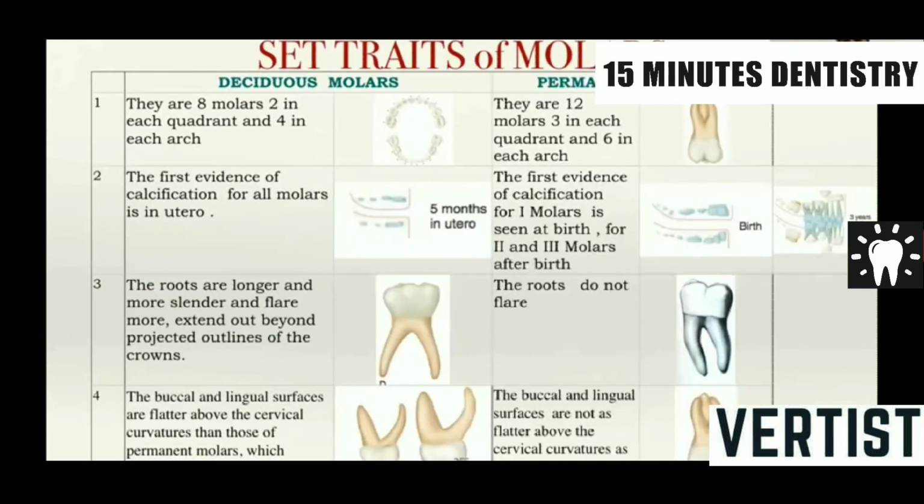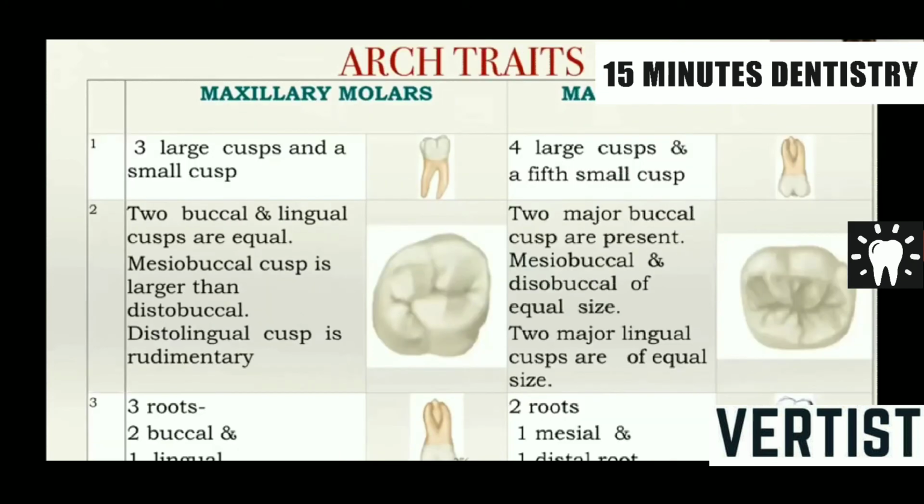If you go back to your differences between deciduous and permanent dentition, you can find most of the set traits. A few of them: the first evidence of calcification for all molars in deciduous teeth is in utero, whereas for permanent first molars the first evidence of calcification is seen at birth. For second and third molars, it is after birth. And we know that in deciduous molars the roots are longer, slender, and flared out for the successive teeth to develop in that area, whereas in permanent molars the roots do not flare out.